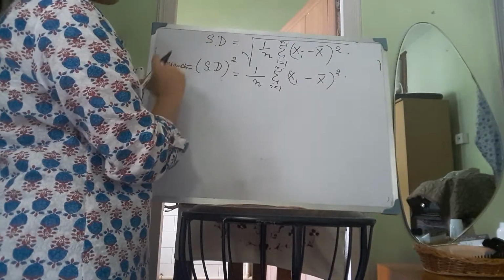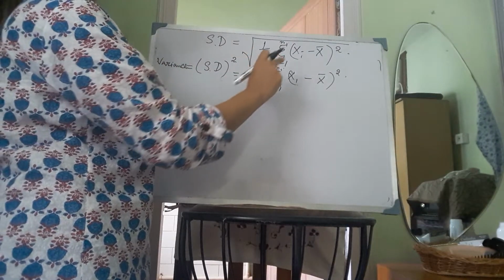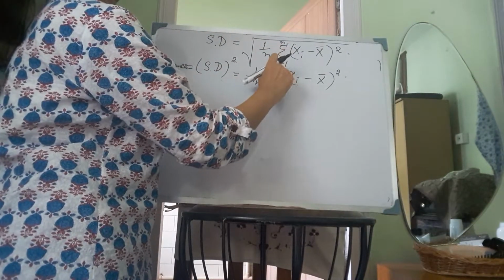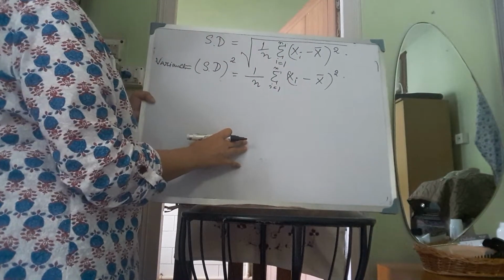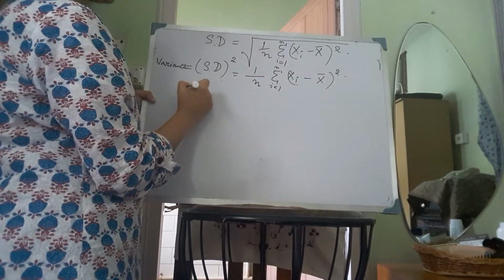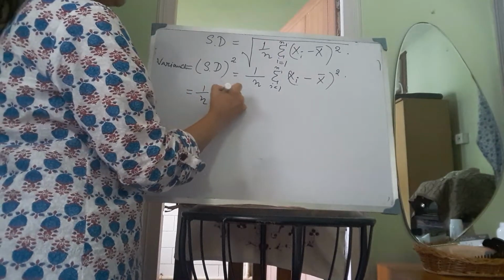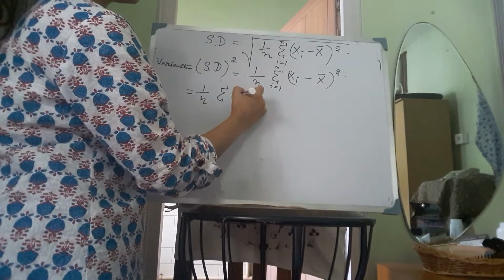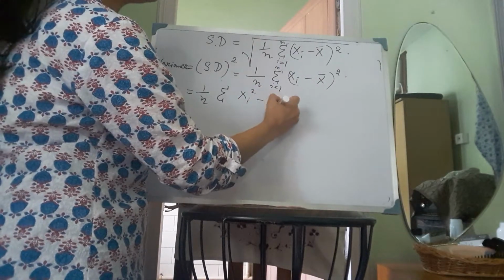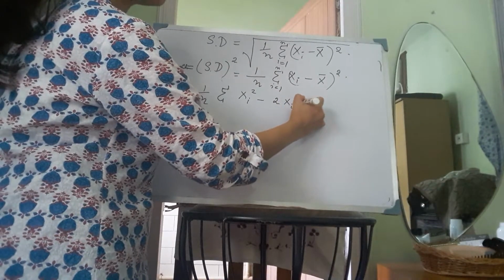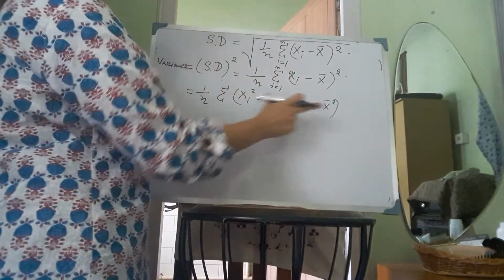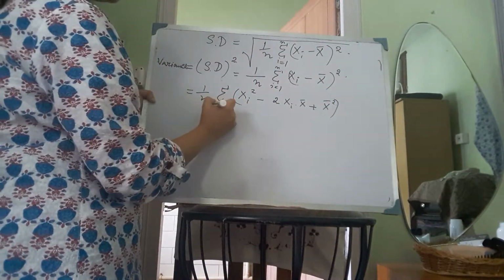So in that case, variance will be equal to 1 by n summation of xi minus x bar whole square, where i is from 1 to n. Now if we expand this expression, then what will we have? Within the summation we can expand this. So this is xi square minus 2 xi x bar plus x bar square. So this is within the bracket and this is within the summation.